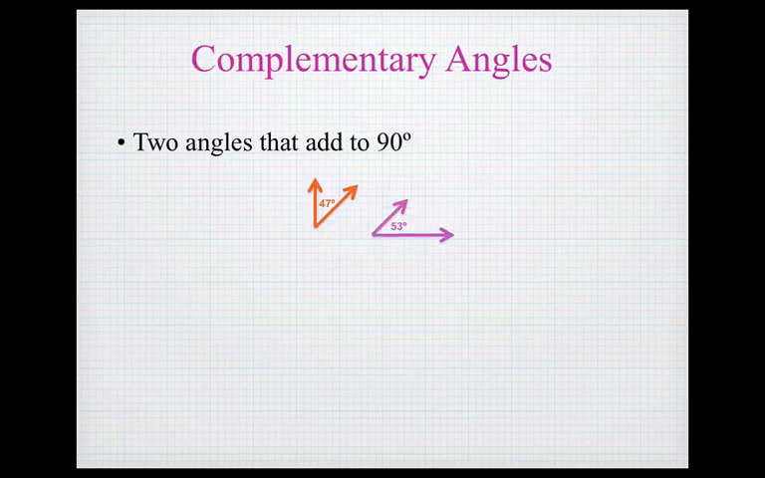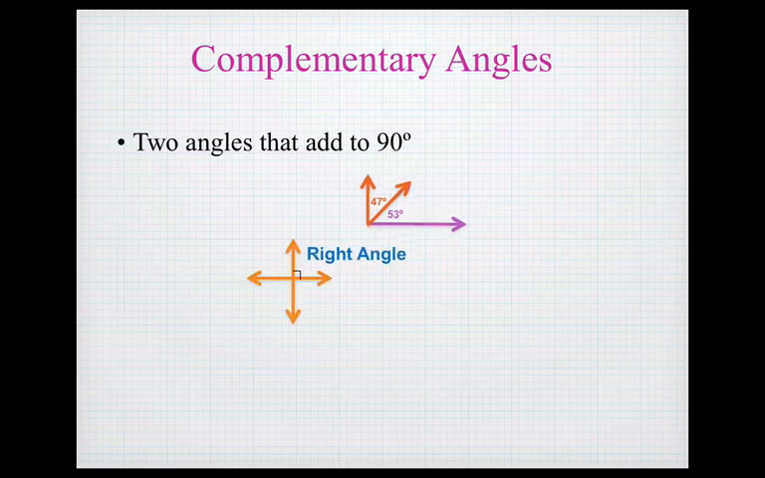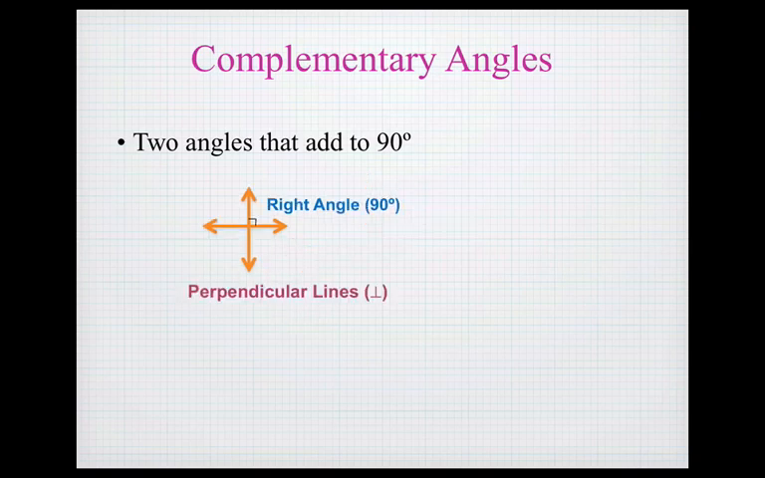Complementary angles are angles that add up to 90 degrees. Again, they can be separate, or they can be together, in which case they make a right angle. Right angles have a measure of 90 degrees, and the lines that form them are called perpendicular lines. Note the symbol we use to show perpendicular.